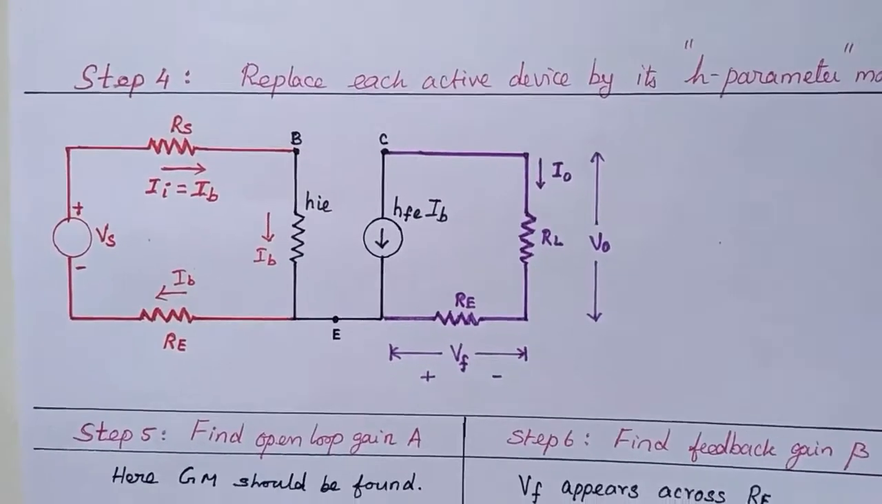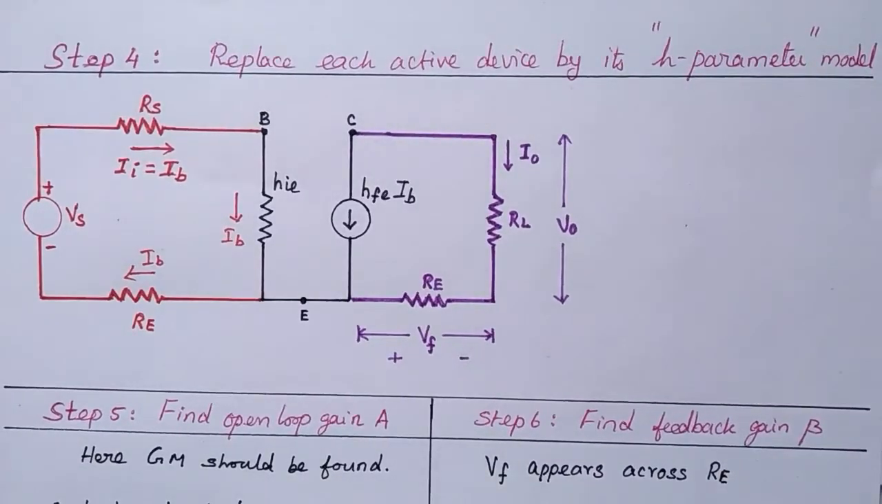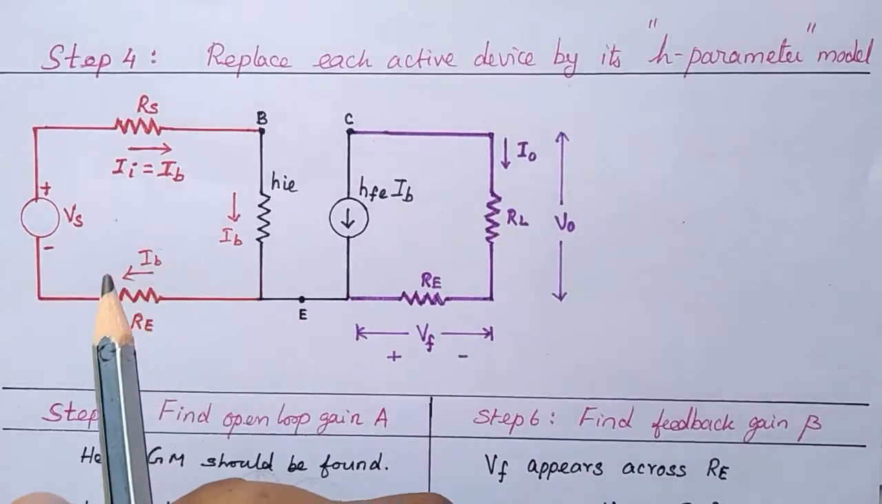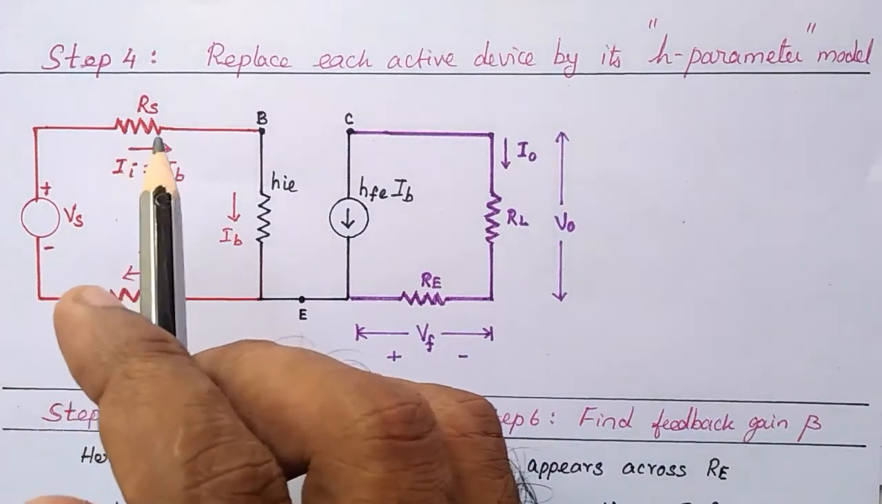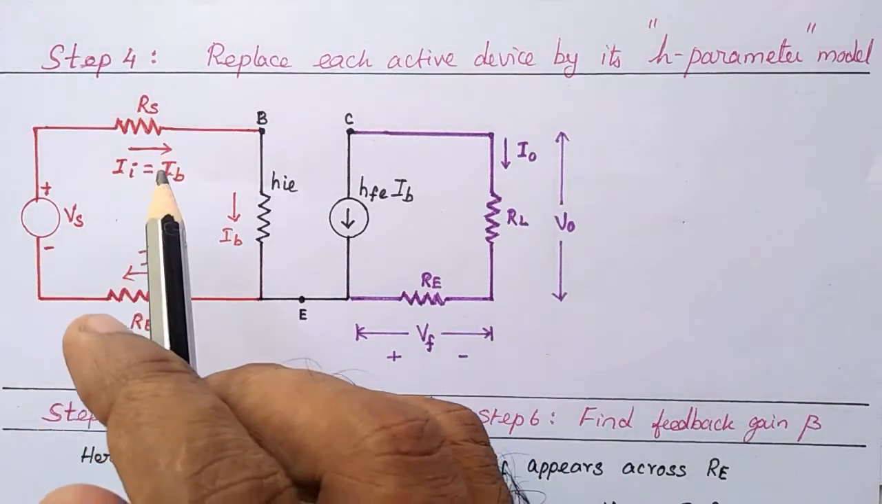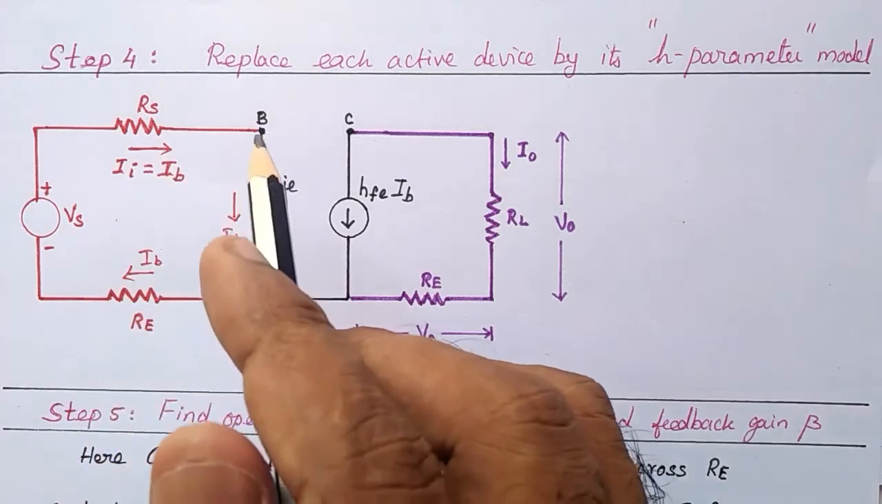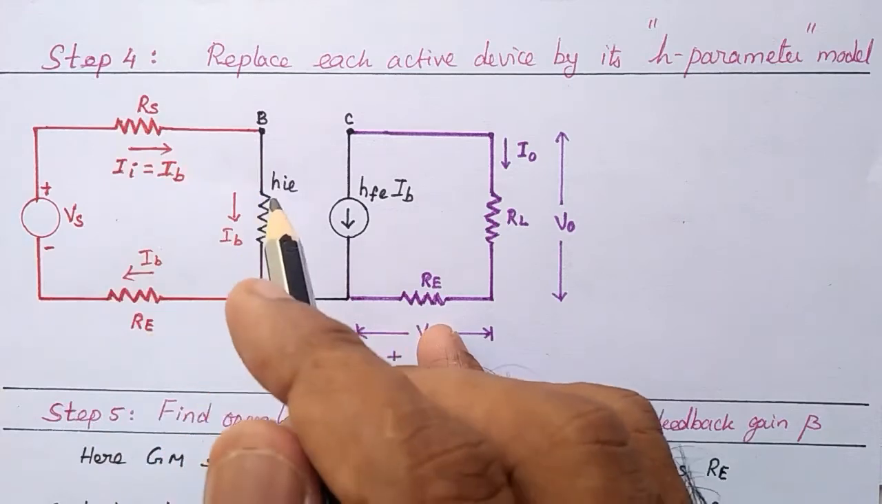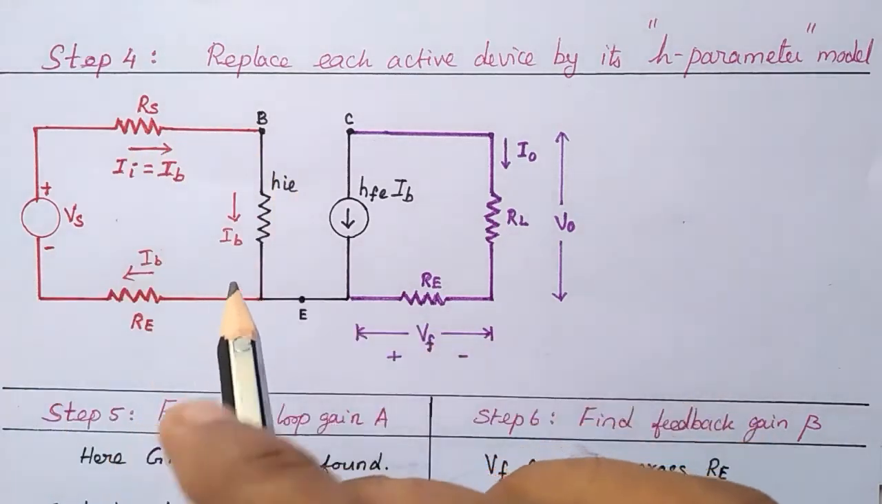Next step we have to perform is drawing the H parameter model for the transistor. Okay, so this is the diagram. Vs is the input source voltage, and the current flowing through the source resistance is Ii. So Ii flows through the base, hence it is called the Ib current. The Ib current flows through Rs, Hie and Re. So it flows through the three resistances.